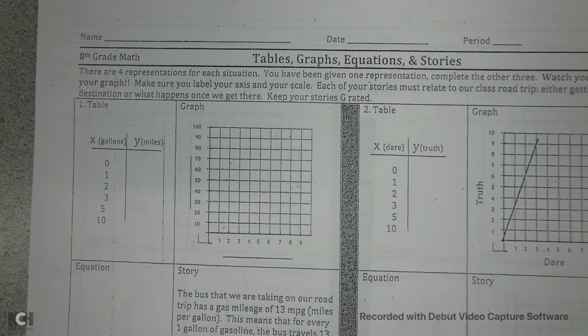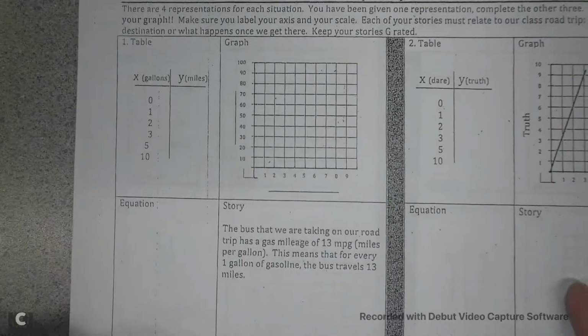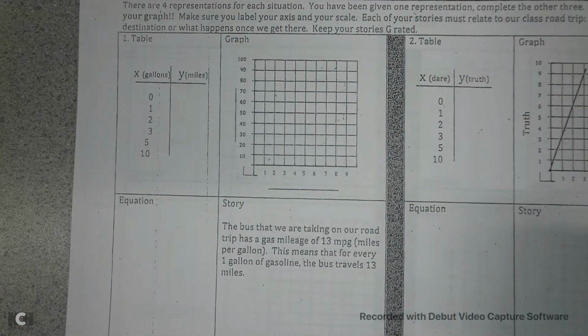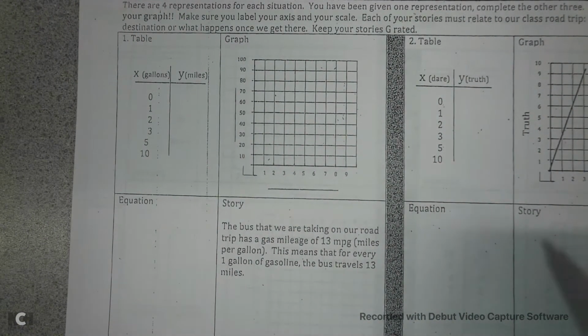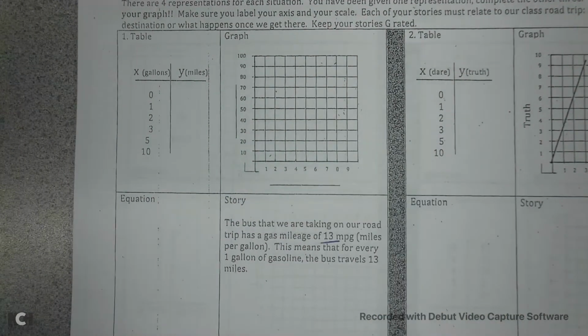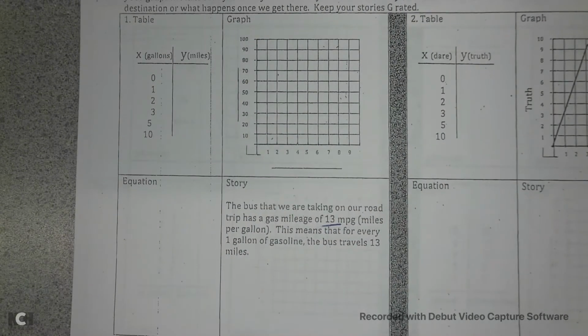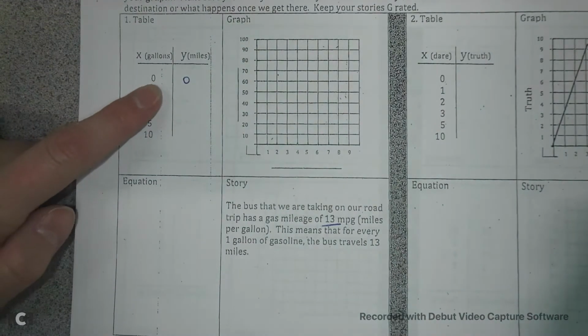Okay guys, so similar to yesterday, we are again talking about tables, graphs, equations, and stories, and what we're given and how we can make everything work, okay? So what we need to do is look at the information that we're given and fill out some stuff. All right, so the bus we're taking on our road trip has a gas mileage of 13 miles per gallon. This means that for every 1 gallon of gasoline, the bus travels 13 miles. So before we go anywhere, we have gone 0 miles in our cute little bus.